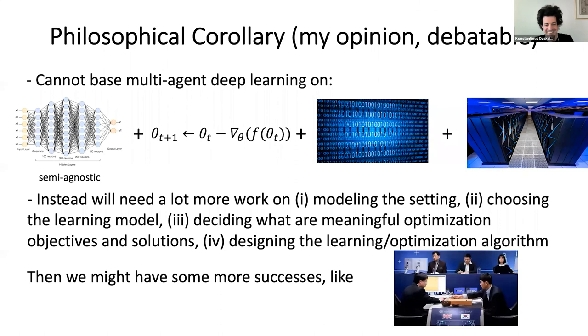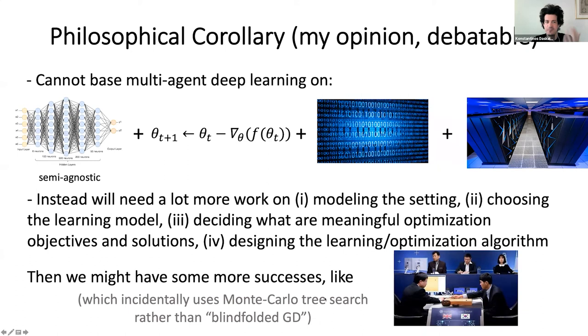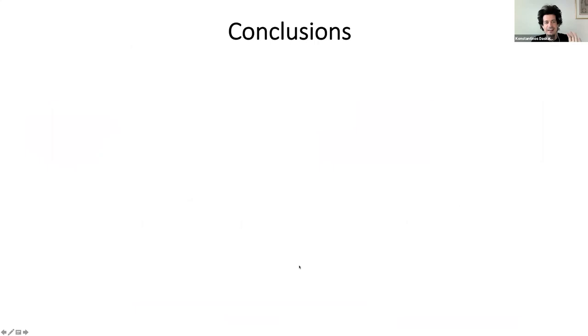So in the guts of the AlphaGo algorithm, they use Monte Carlo tree search, which is a method to solve turn-based zero-sum games that are complete information. So even that success used game theory in it. So it was not just blindfolded deep learning, okay? All right, so that's basically it.